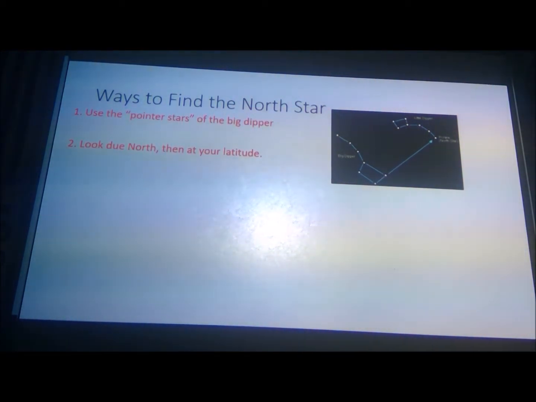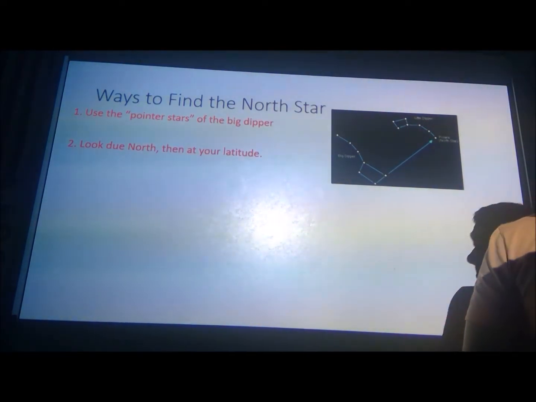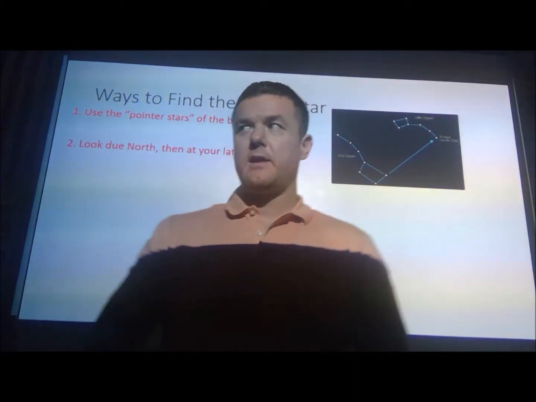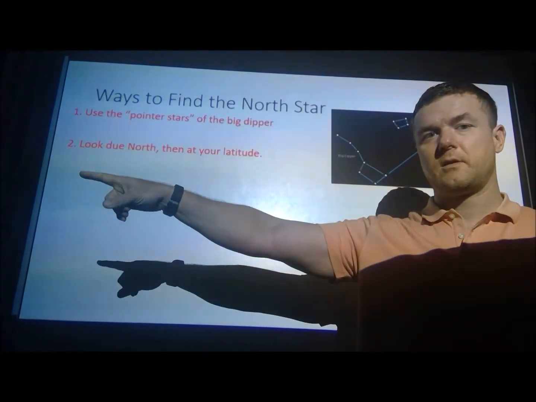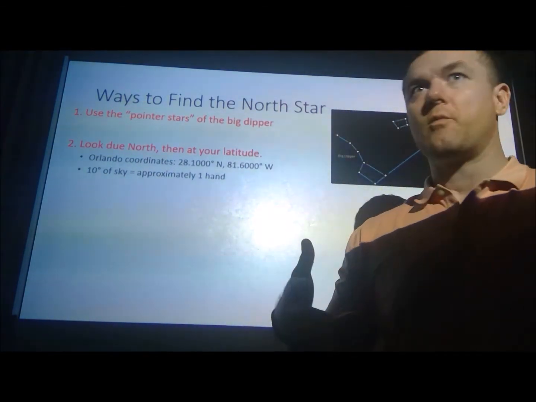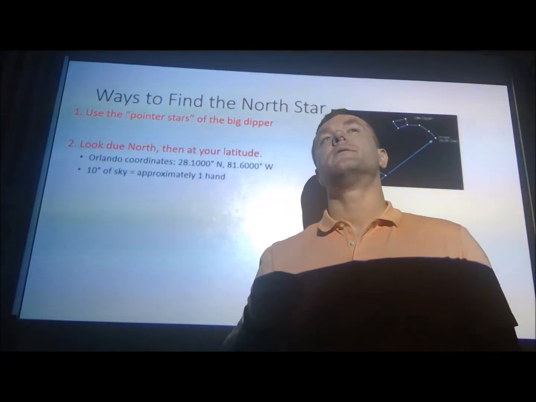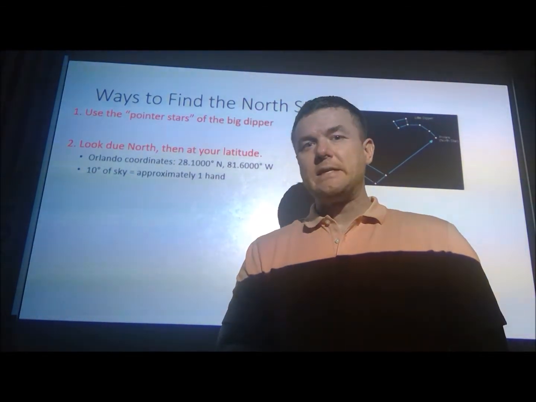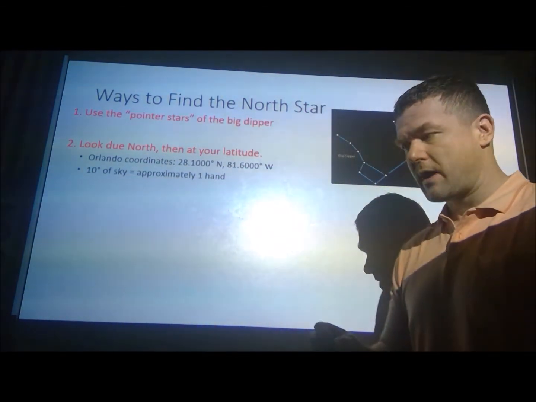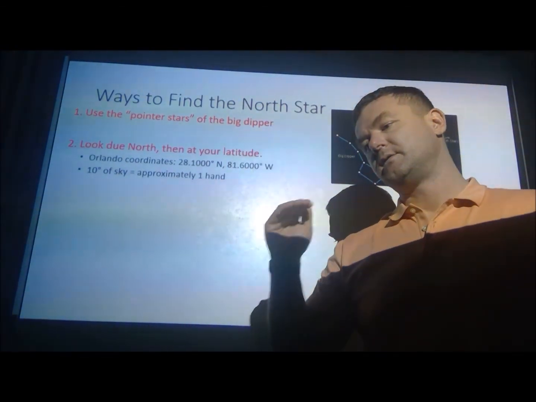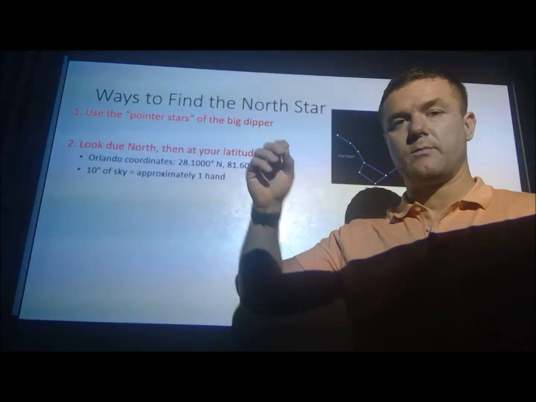The other way is to look north. I'm going to jump into the screen here. Hopefully you can see me. Let's say that north is this way. You're going to look north, and you're going to figure out what your latitude is above the equator. Here in Orlando, it's about 28 degrees. We are at about 28 degrees latitude between 0 at the equator and 90 at the North Pole.